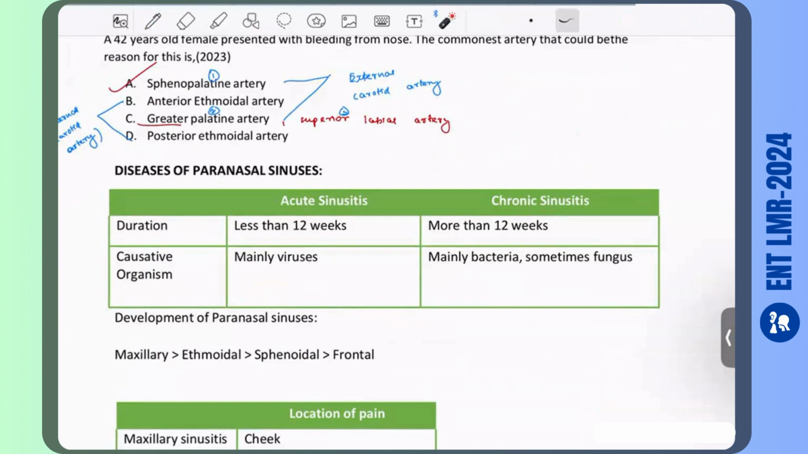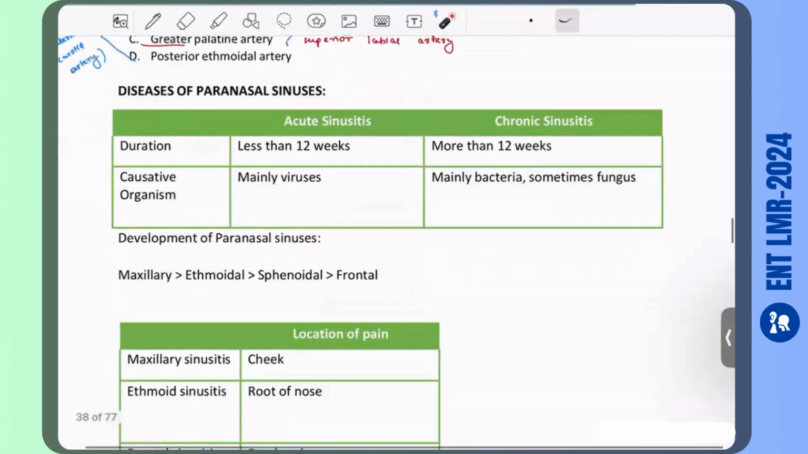So, diseases of the paranasal sinuses, either it is acute sinusitis or chronic sinusitis. If the duration is less than 12 weeks, it is acute sinusitis. More than 12 weeks, chronic sinusitis. Acute sinusitis is mainly due to viruses. Chronic sinusitis can be due to either bacteria or fungus.